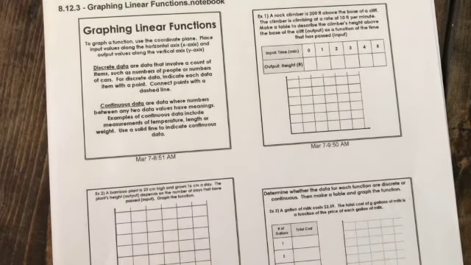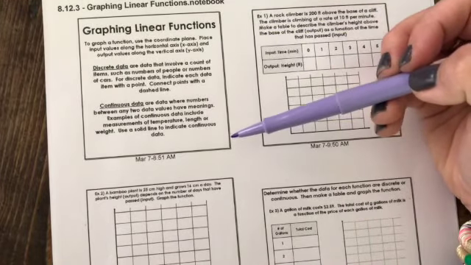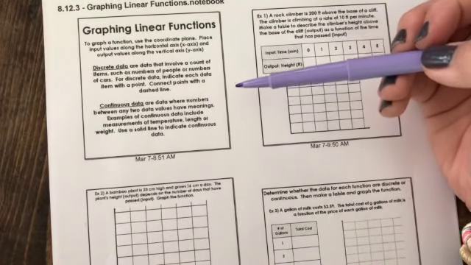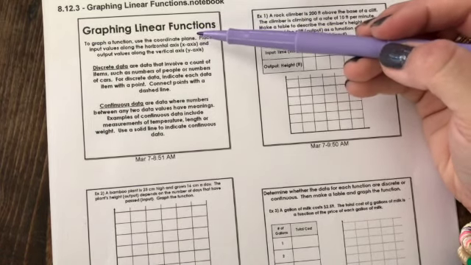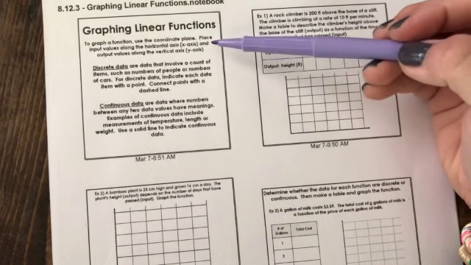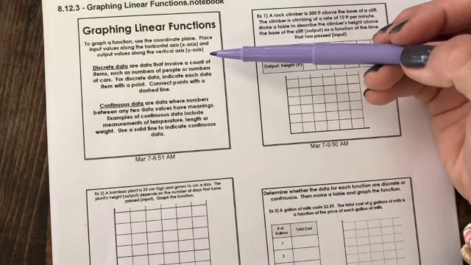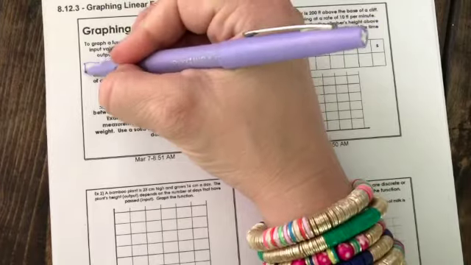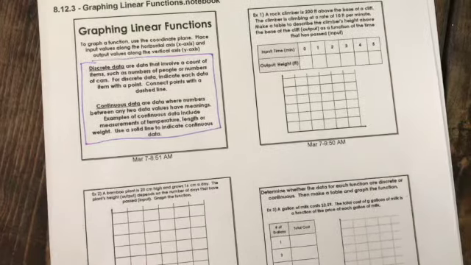Okay, so today we're going to talk about graphing linear functions. We have done this before. We called them linear equations, but an equation is the same thing as a function. So it says to graph a function, use the coordinate plane. Place input values along the horizontal x-axis and output values along the vertical or y-axis. Okay, and then this part right here where it talks about discrete and continuous, I'm going to come back and talk about that in just a second.